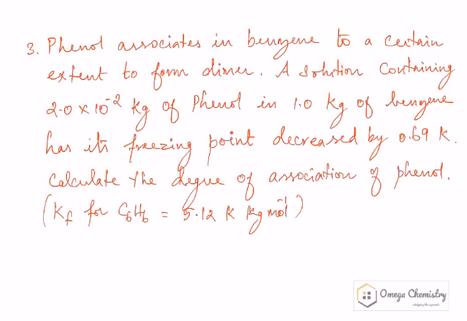So phenol associates in benzene to a certain extent to form dimer. A solution containing 2.0 × 10^-2 kg of phenol in 1 kg of benzene has its freezing point decreased by 0.69 Kelvin. Calculate the degree of association of phenol. So Kf for benzene is 5.12 Kelvin kilogram per mole.